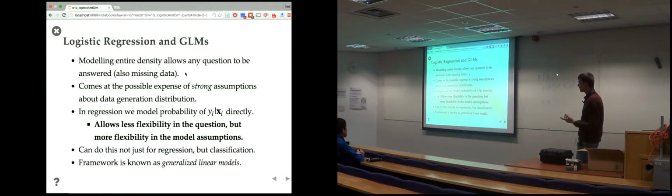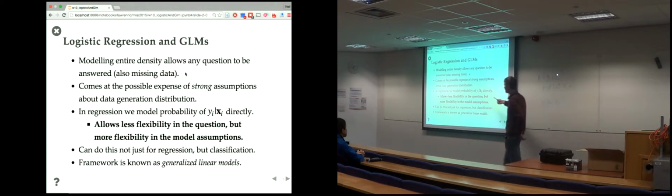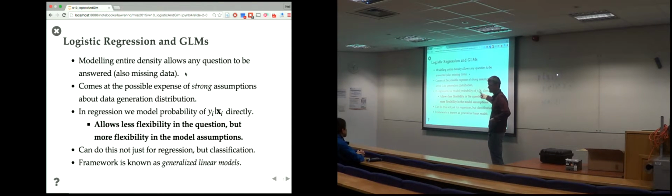So in regression, we're modeling this probability of Y given X directly. Now, it allows less flexibility in the question. For example, it's quite hard now to deal with missing data. You haven't made assumptions about the generating distribution for X, so if X is missing, since you're conditioned on X, then you have to do some sort of point imputation. You have to make up values for X. You have to do a separate stage for that. And that's done quite a lot, actually, in these regression models.